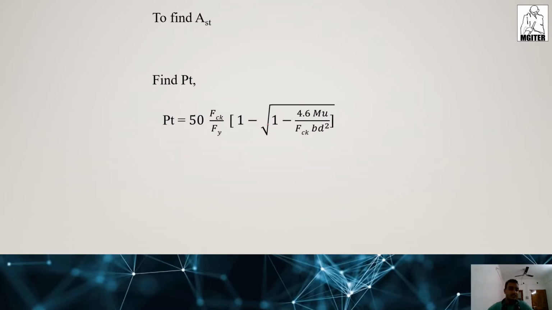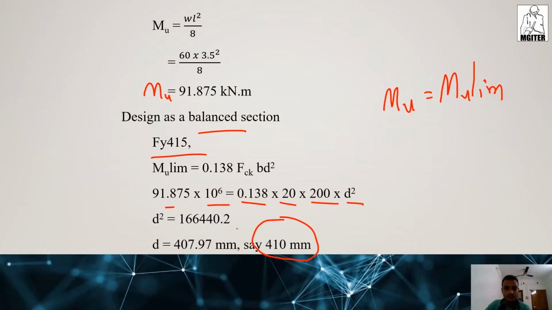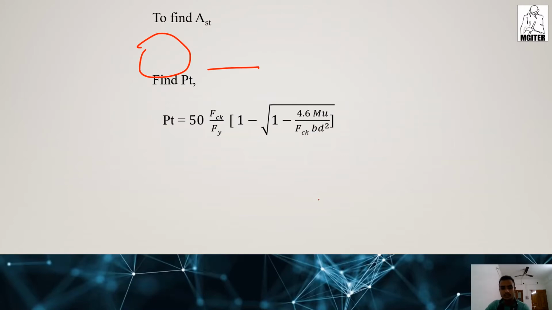Then after, find Ast. To find capital Ast we have to find Mu upon bd square. Mu upon bd square, these are the important equations. All the time we have to follow this equation. Mu upon bd square is 91.875 into 10 raised to 6 divided by 200 into 410 whole square. B and D which we found, look here, 410, B and D both are here. So by this Mu we got a value 2.73.